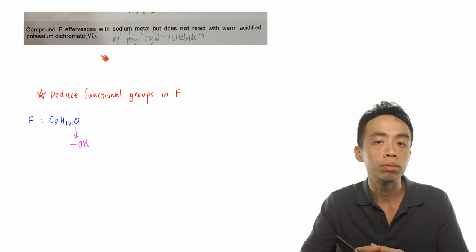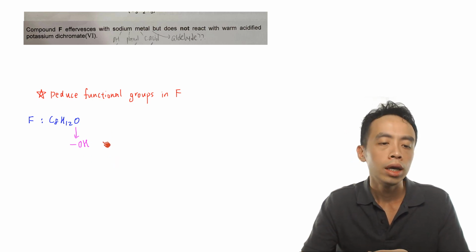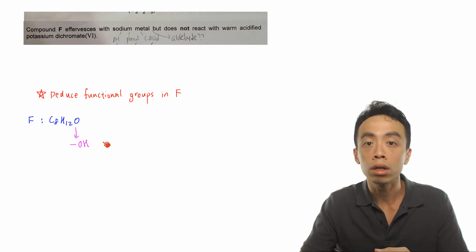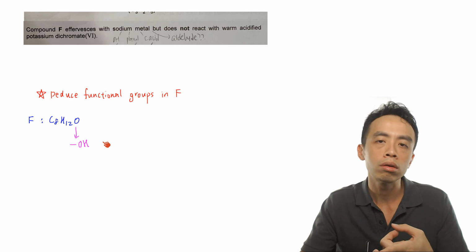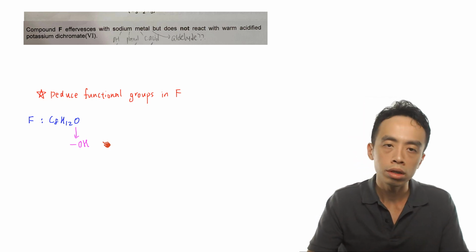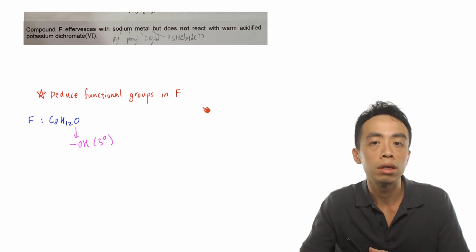The second thing is that it does not react with warm acidified potassium dichromate, meaning it cannot be oxidized by dichromate. If it is an alcohol that cannot be oxidized by dichromate, then it is a tertiary alcohol, because primary alcohols can be oxidized to acids and secondary alcohols can be oxidized to ketones. Tertiary alcohols are resistant to oxidation. And of course, another possibility is a phenol.